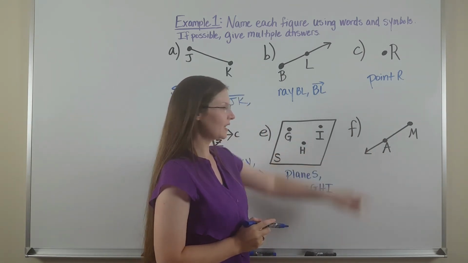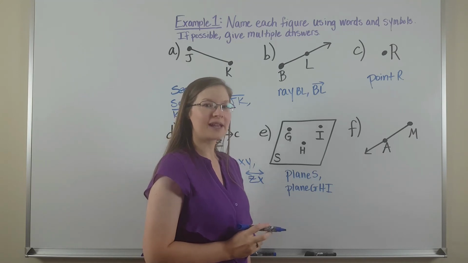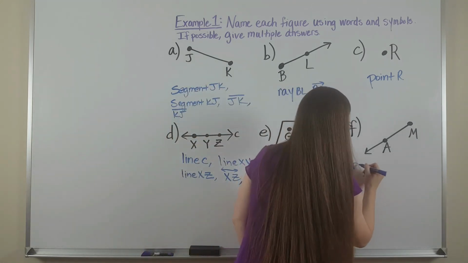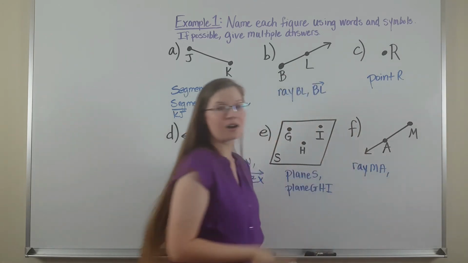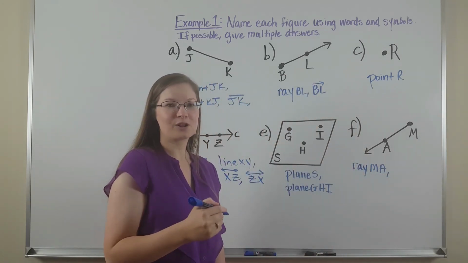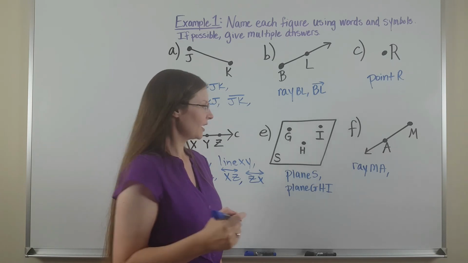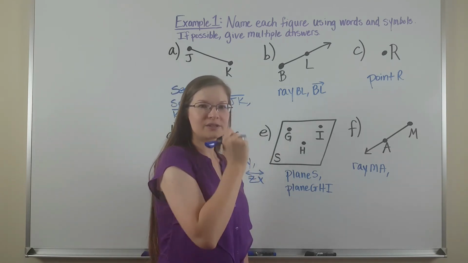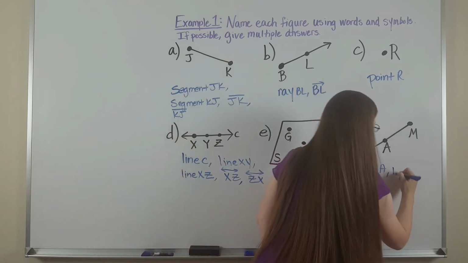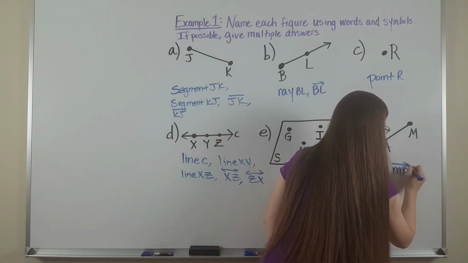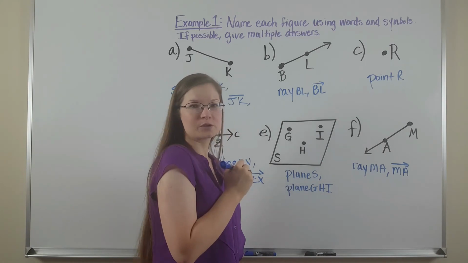And then the last one here is F. F is a ray, and we would call it ray MA. We cannot call it ray AM. We have to call it ray MA. Or we could write down those 2 letters, M and A, and put the symbol for a ray on top. Always an arrow pointing to the right.